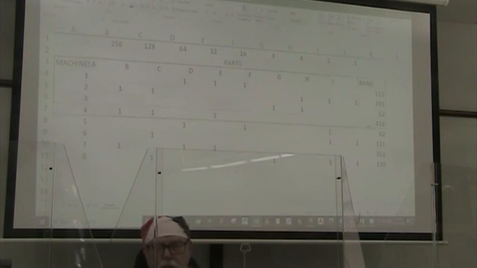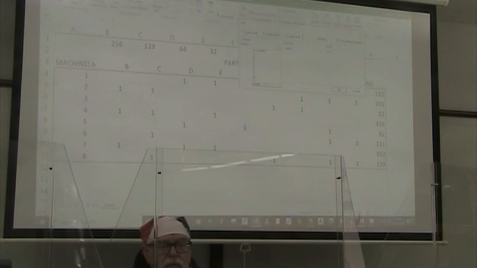All right, so I apply the sorting paradigm again, largest to smallest.